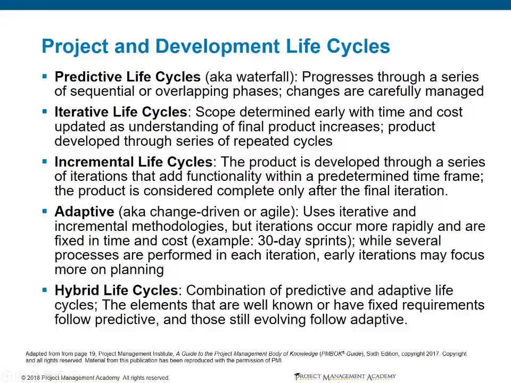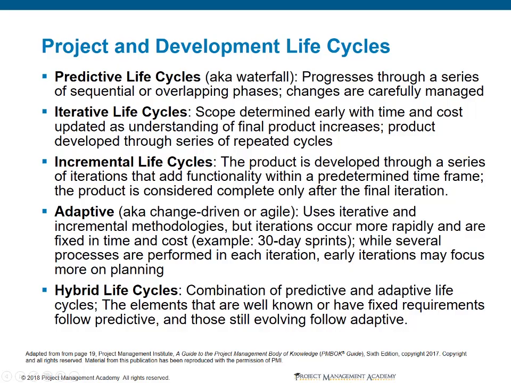Here we see the project and development life cycles. The predictive life cycle is also known as waterfall. It's called waterfall because if we view this on a Gantt chart, we could imagine water cascading down. This progresses through a series of sequential or overlapping phases where changes are carefully managed. Predictive life cycle is useful when the requirements can be fixed and the activities are performed once for the entire project. The primary goal of the predictive life cycle is to manage the project's cost.